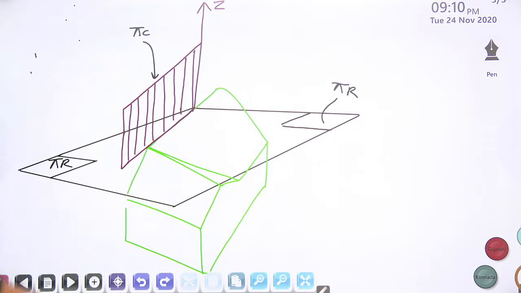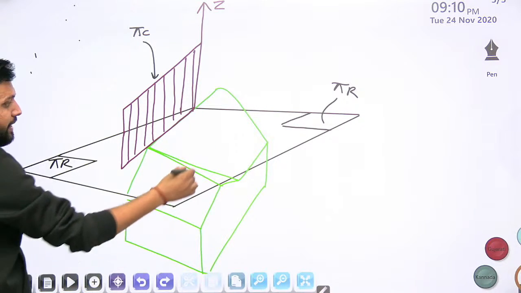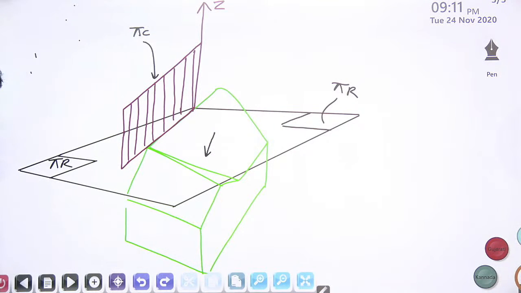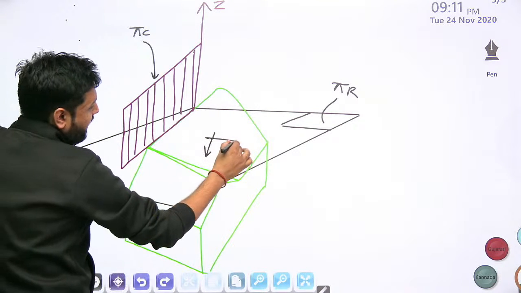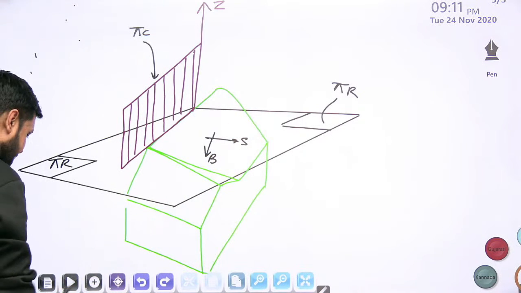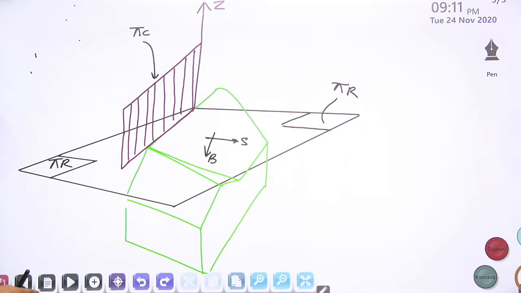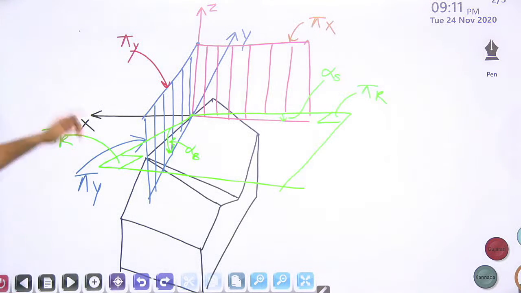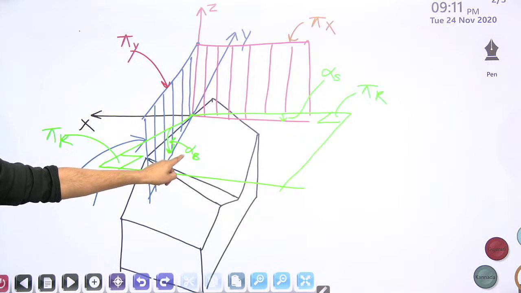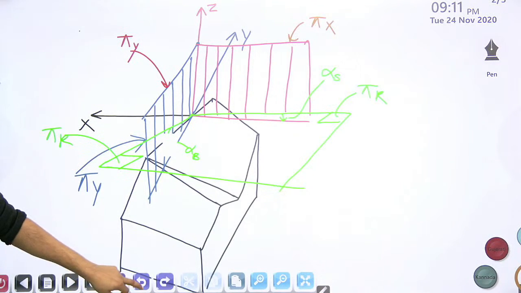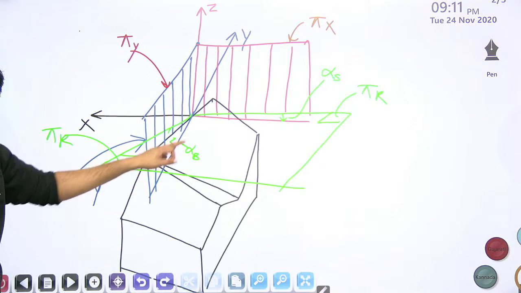This rake face is having how many slopes? How many inclinations? It has two slopes. One in this direction, that is backward slope. One in another direction, that is sideward slope. Backward slope, sideward slope. You see, in the ASA tool signature system, what were we doing? We were measuring this back rake angle, backward inclination with respect to reference plane, but in what plane? But in the cutting plane we were measuring that.